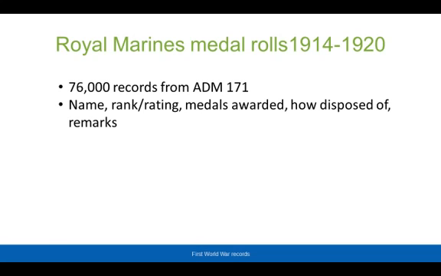We have the medal rolls for the Marines 1914 to 1920. There's 76,000. Staggering, really. It still staggers me when you look at the numbers involved in the First World War. This is just one regiment, one arm. There's 76,000 records from ADM 171. Name, rank, rating, medals awarded, and how these medals were disposed of.